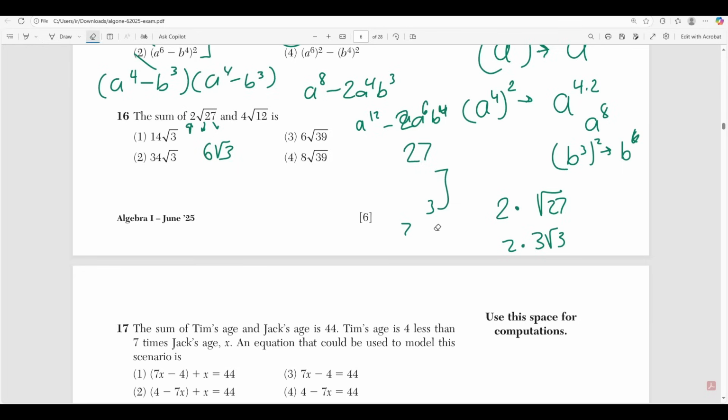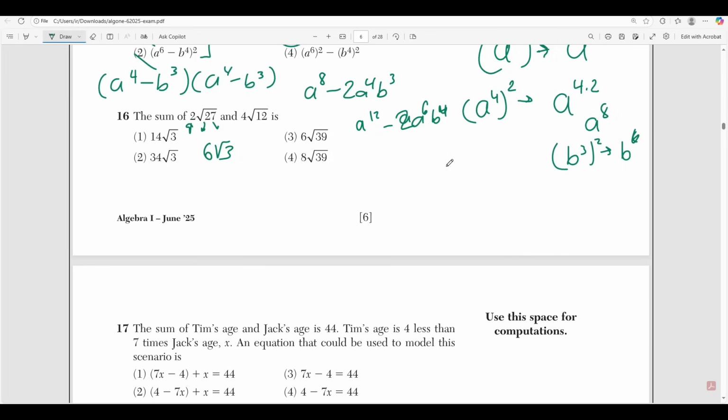Now let's see if I can do the same thing for 4 radical 12. And spoiler alert, I can. 12 is the same thing as saying 4 times 3. 4 is a perfect square. So radical 12 is the same thing as saying radical 4 times radical 3. Radical 4 is 2, so 2 times radical 3 is 2 rad 3. But remember, we're looking at 4 times 2 times radical 3, or 8 times radical 3.